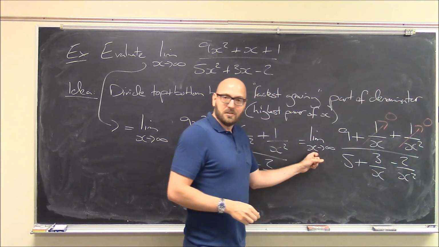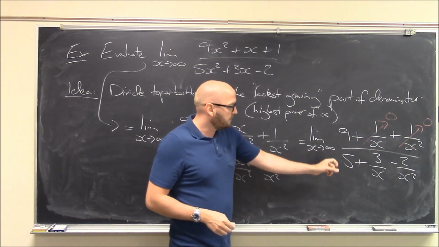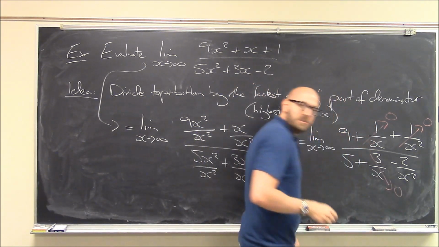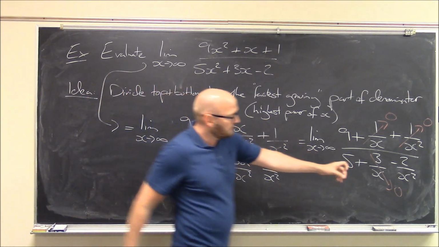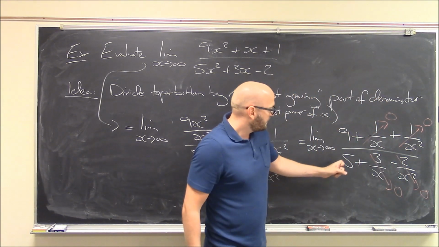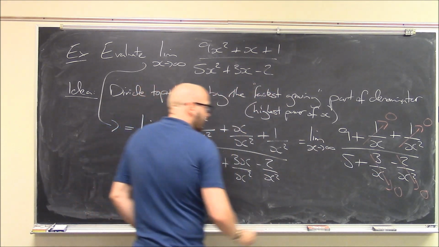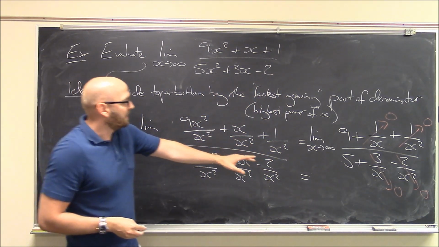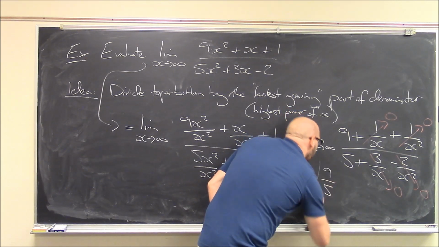So the top, as x goes to infinity, is just going to 9 plus 0 plus 0. What about the bottom? As x goes to infinity, we've got 5 plus 3 over x. Well, as x gets bigger, 3 over x shrinks to 0. And minus 2 over x squared. It's a minus now, but that doesn't matter because it's still 2 over x squared. That's shrinking to 0. So the bottom is going to 5 plus 0 minus 0. As promised, it's no longer hard to see what happens in the limit, right? 9 on top, 5 on the bottom. This limit is 9/5.